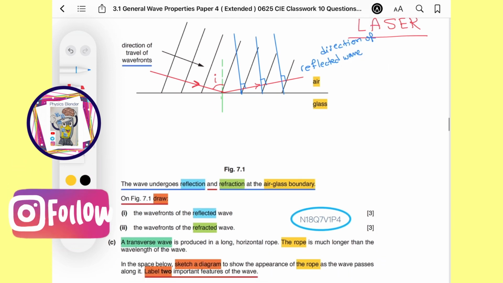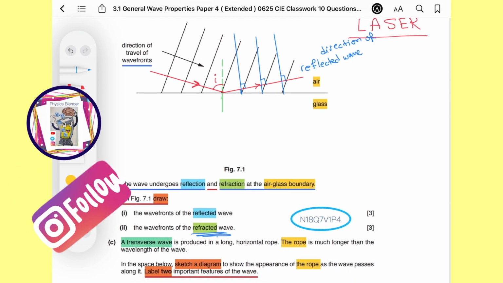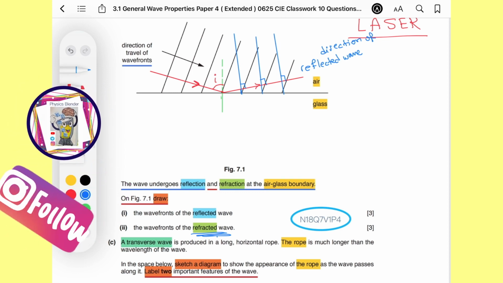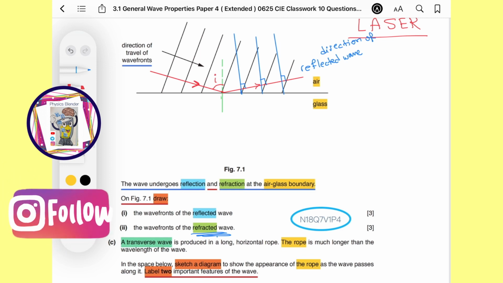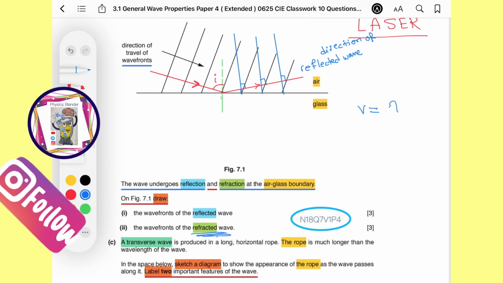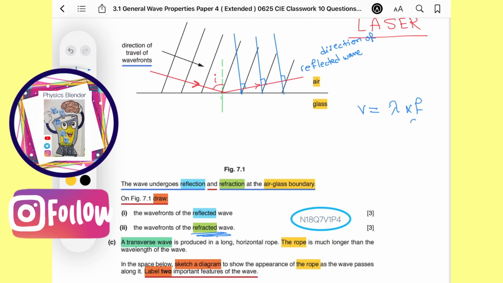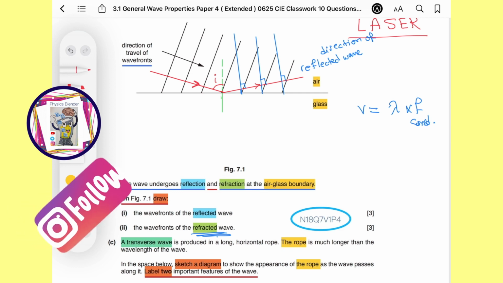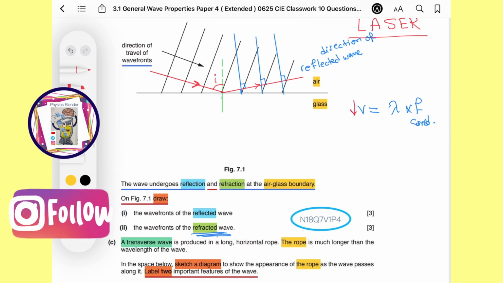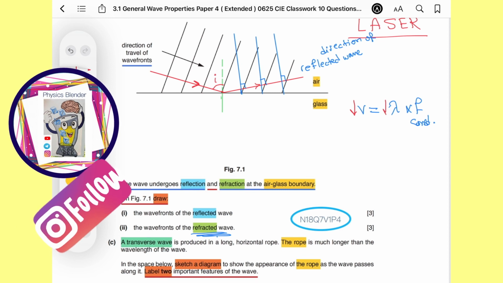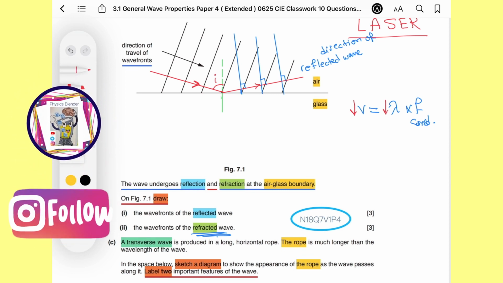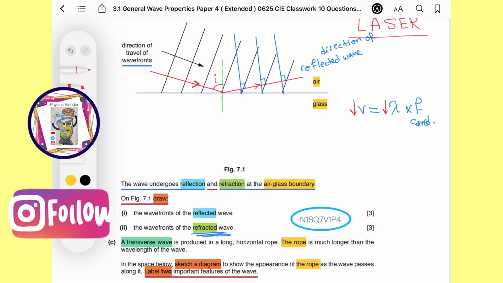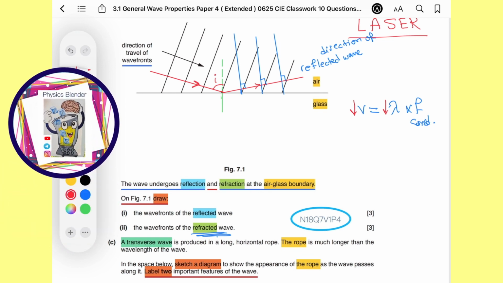Let's move to the next part, refraction. How will wavefronts be refracted? We have here the refraction. From air to glass, what happens according to the wave equation? According to the wave equation, the frequency is constant. What happens to speed and wavelength? The speed decreases and the wavelength decreases also, becomes shorter. So when you draw wavefronts, you have to make sure the wavelength becomes shorter.